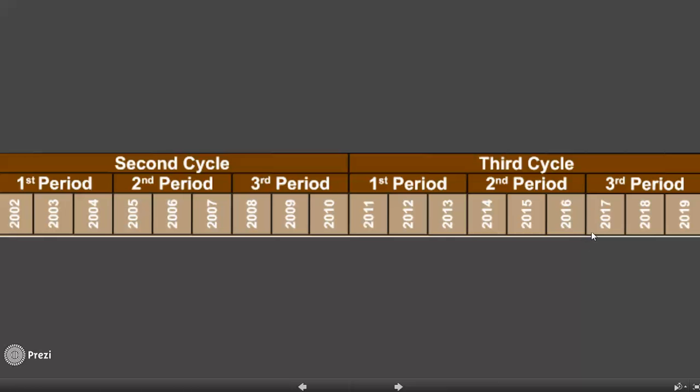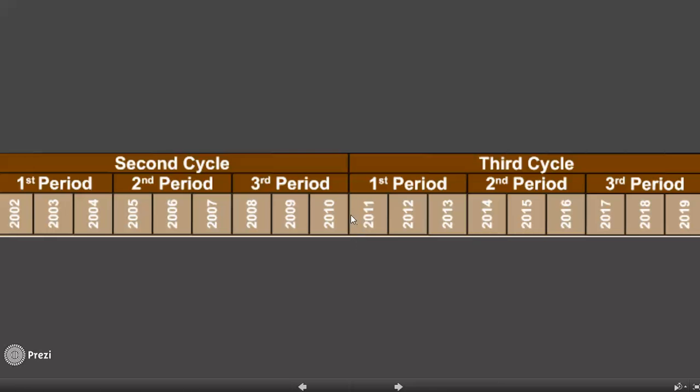The next 3 year sample should be taken anywhere from January 1st, 2017 to December 31st, 2019. The 9 year cycles, the first one began January 1st, 2002.